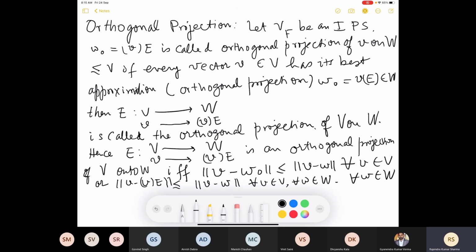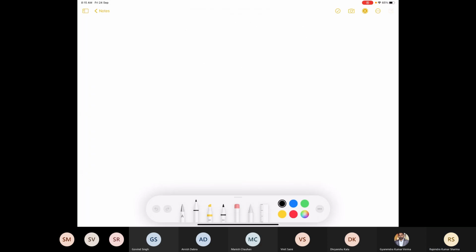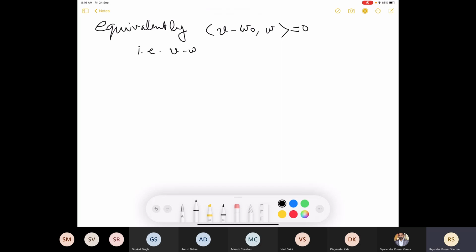This comes from the first condition, that this is also equivalent to, you can see, the inner product of V minus W naught and W is 0. That means V minus W naught is in the orthogonal complement. And that is the same thing as saying V minus VE is in the orthogonal complement.